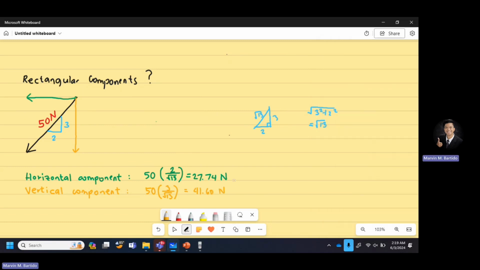So that's how you determine the rectangular components of an inclined force having a slope triangle.